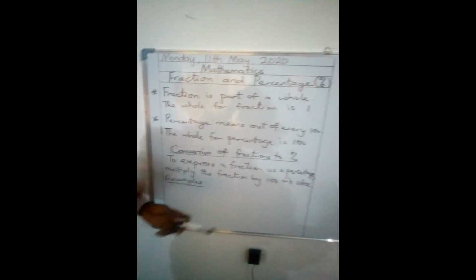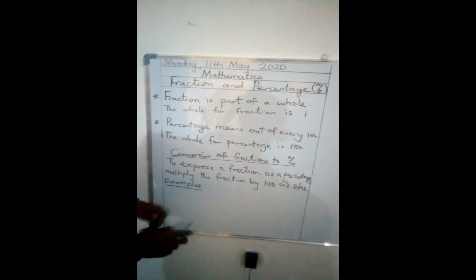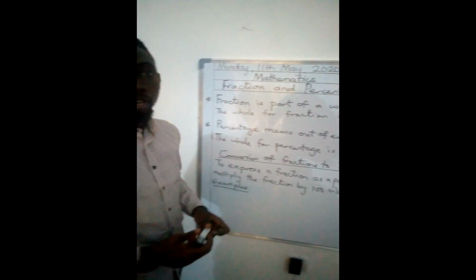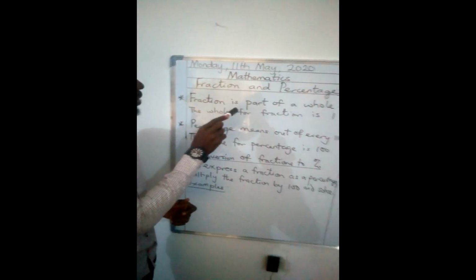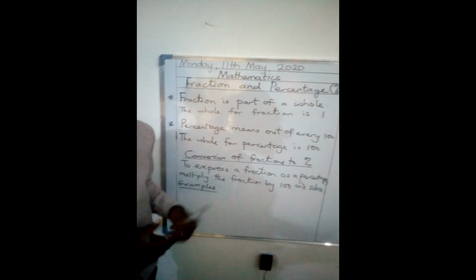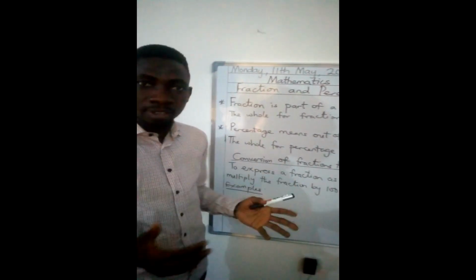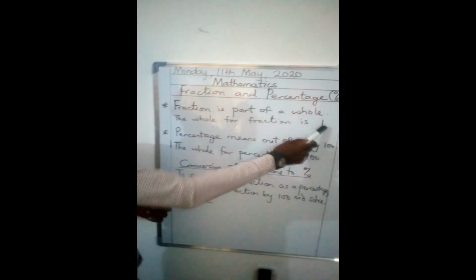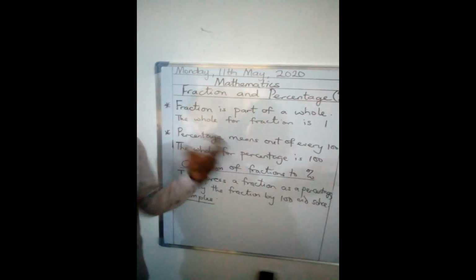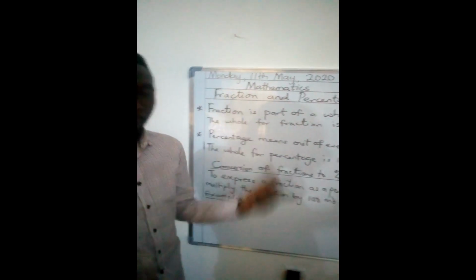So I'd like to remind us about the definition for each of the terms, and then we'll go through the content of the lesson. I'll start with fraction. Fraction is part of a whole. Fraction is defined as part of a whole. And the whole, in the case of fraction, is always 1. That's the whole. So a part of it is referred to as fraction.